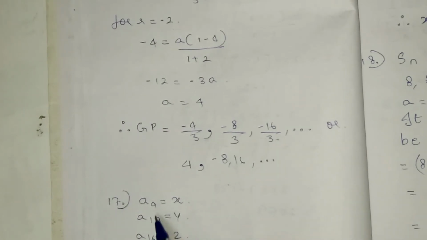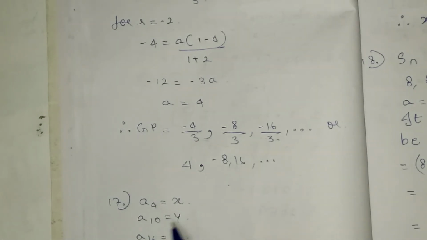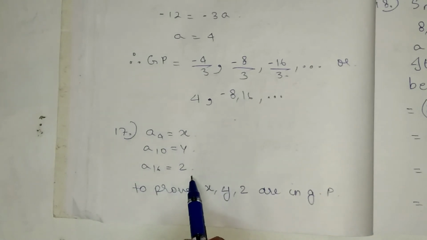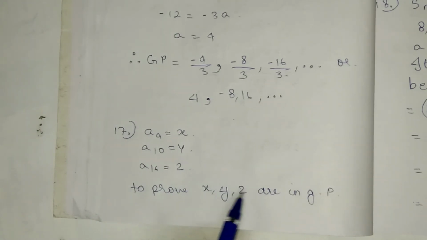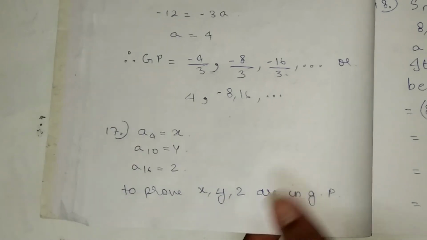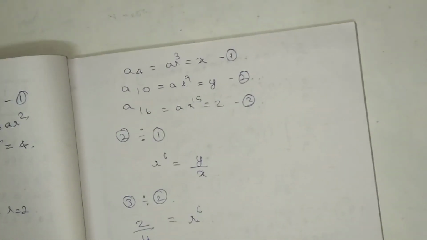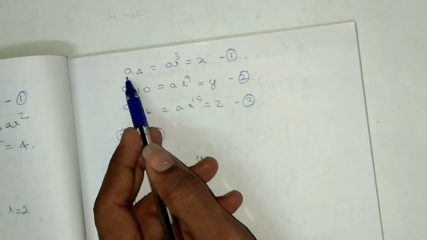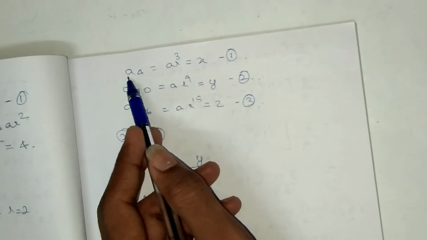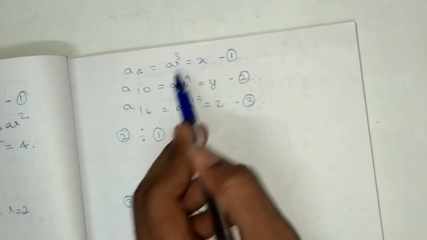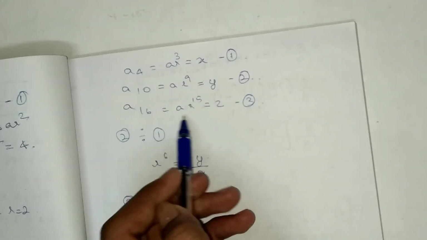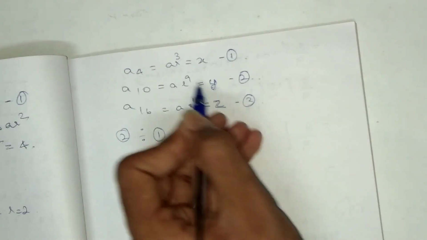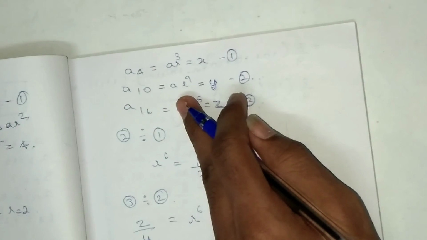If the fourth term is equal to x and the 10th term is equal to y and the 16th term is equal to z, we have to prove that x, y, z are in GP. Now this sum is really very easy. You should apply the rule of the common ratio. You should find the values for each of the terms. So a4 would be ar cube, a10 would be ar to the power 9, and a16 would be ar to the power 15. Now you have to substitute that as x, y, z as they have given it equal to those.